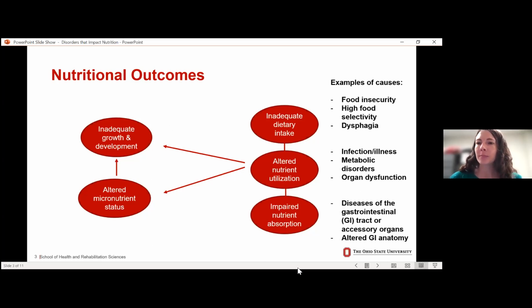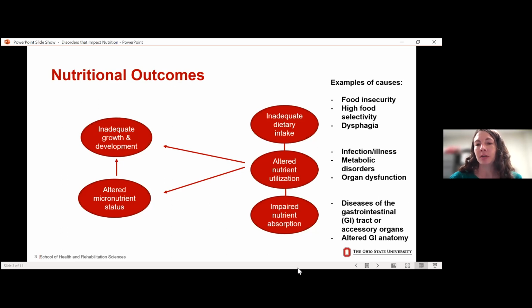Okay, so when we think about nutrition outcomes, primarily in pediatrics, we're focused on adequacy of growth and development. And we know that there are different disorders that can impact linear growth, impact rate of weight gain, impact even cognitive development.